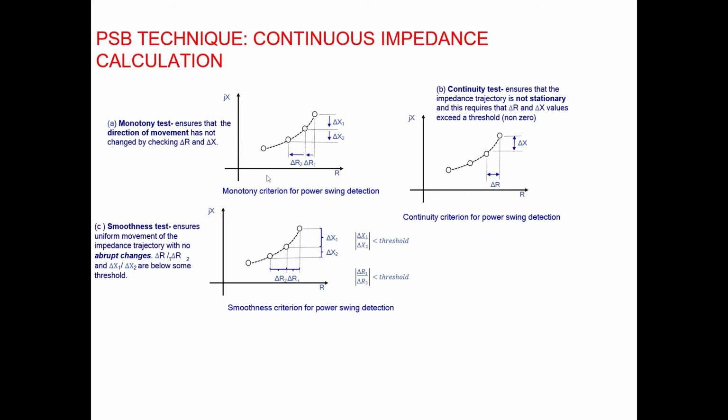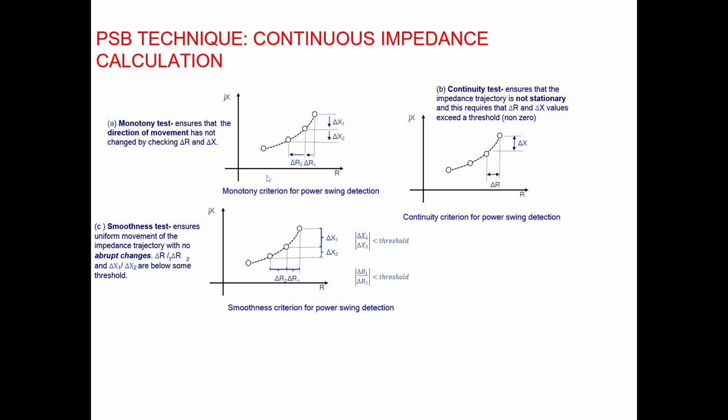Second is the continuity test. In this test, the relay internal algorithm will calculate the magnitude of delta r and delta x, and then it will compare this value with some threshold value, and if the delta r and delta x value is above that threshold, then it will say that it is continuous. But if your delta r and delta x is less than that threshold, suppose delta r and delta x is 0, that means the continuity test fails.